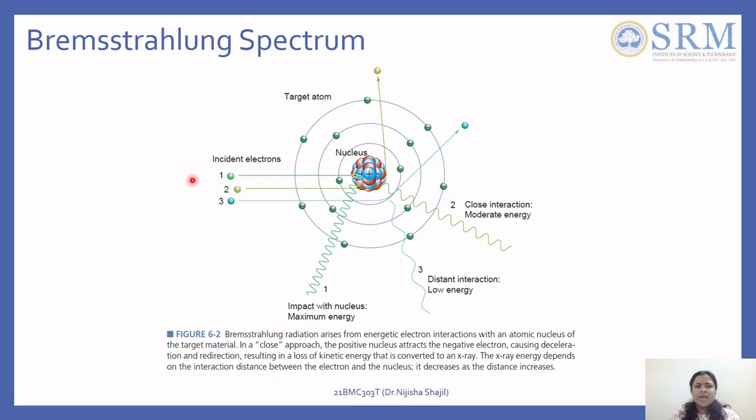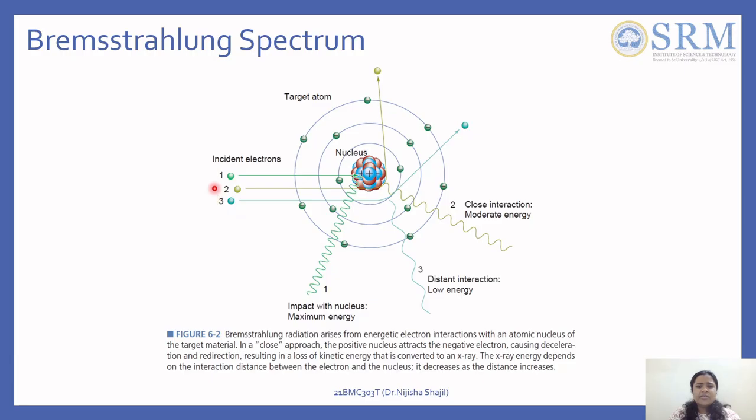Okay, so one way is it can directly hit the nucleus. Another way is it can glide around the nucleus. The third way is it can go away from the nucleus. So there are three possibilities. One by one we are going to see.